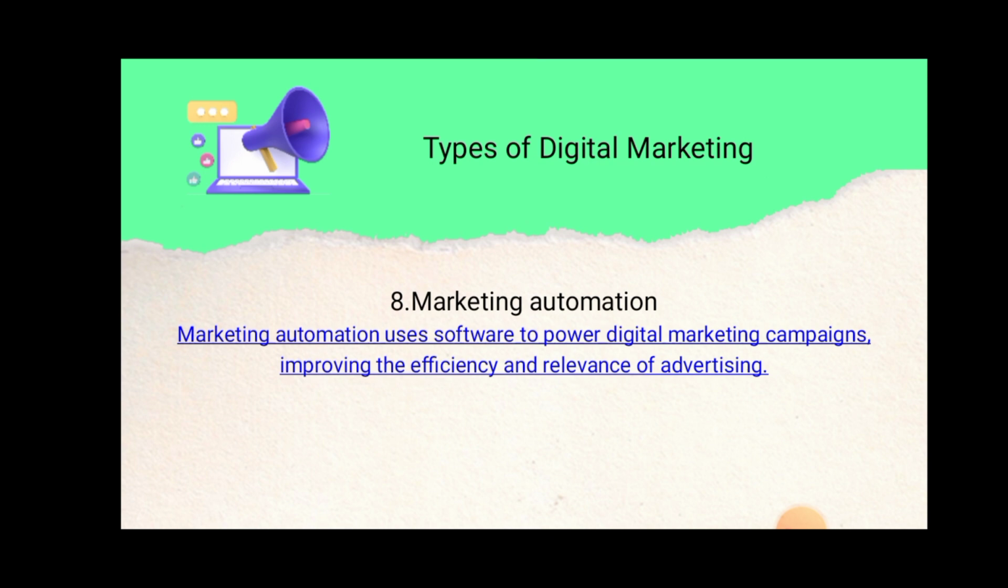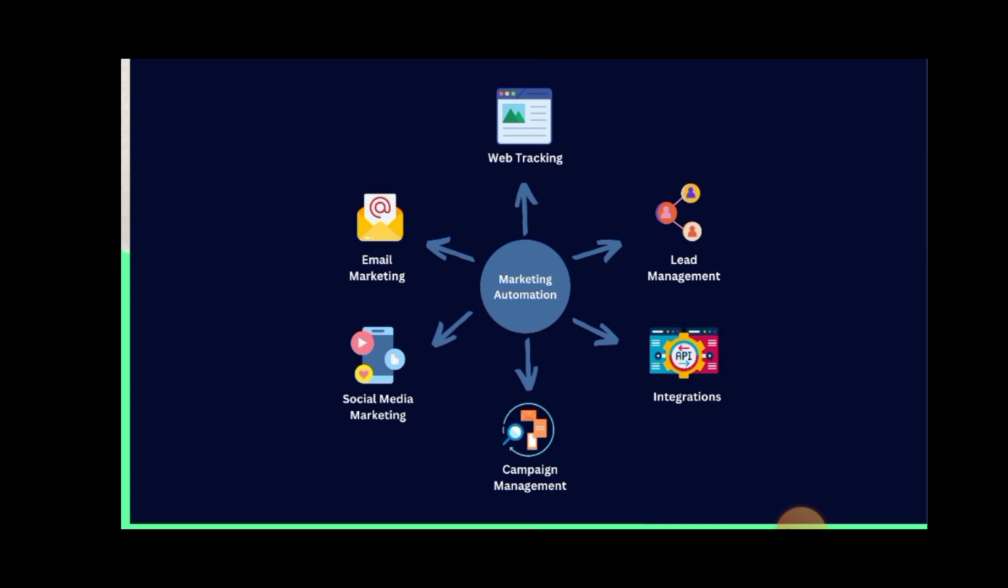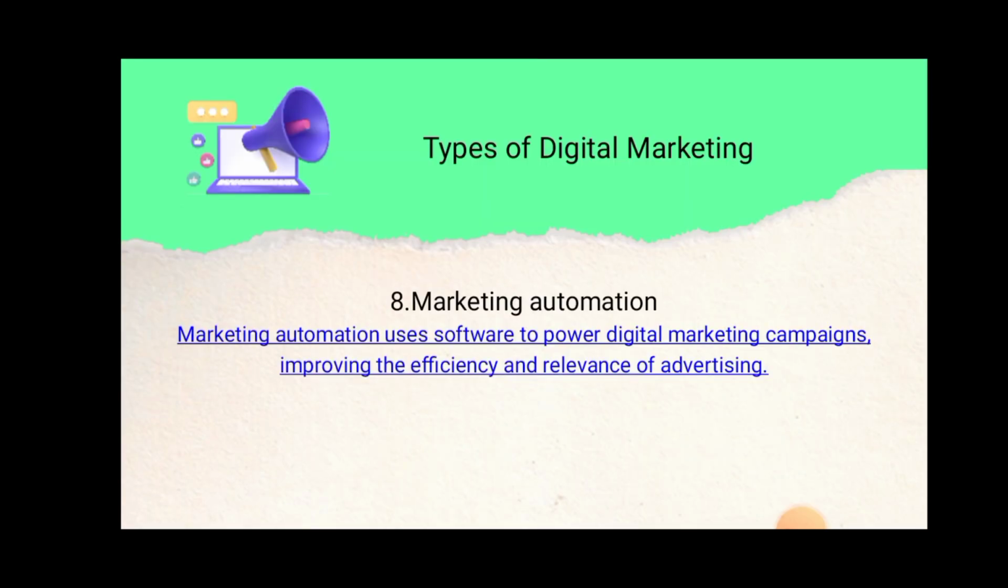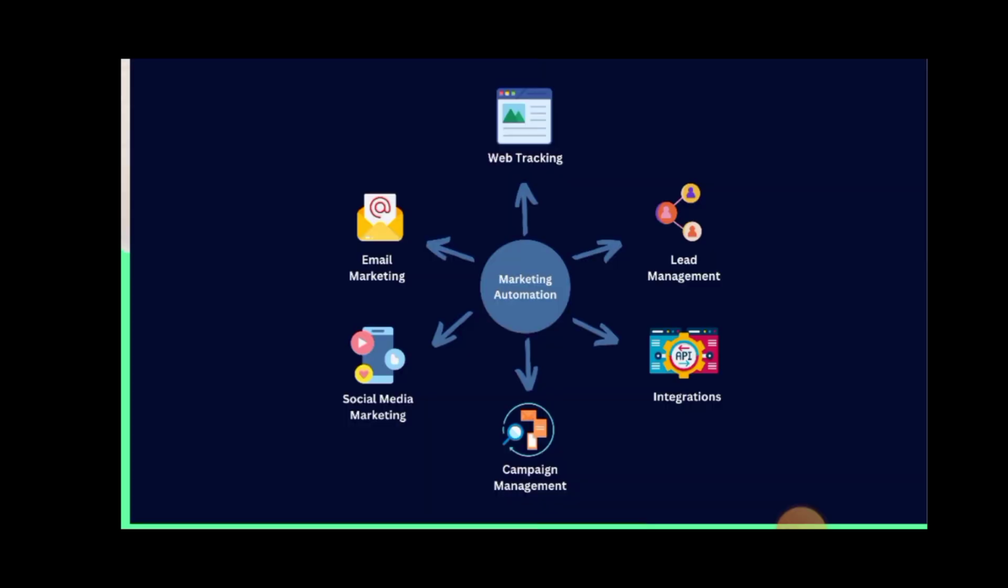Number 8, marketing automation. Marketing automation uses software to power digital marketing campaigns, improving the efficiency and relevance of advertising. So, this is how marketing automation works. Okay. So, web tracking, email marketing, lead management, integration, campaign management, and social media marketing.